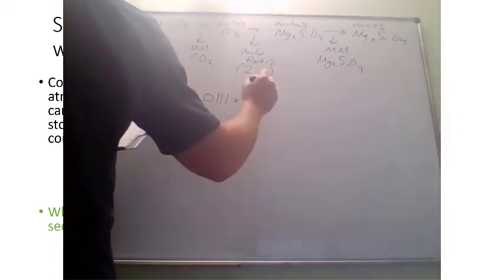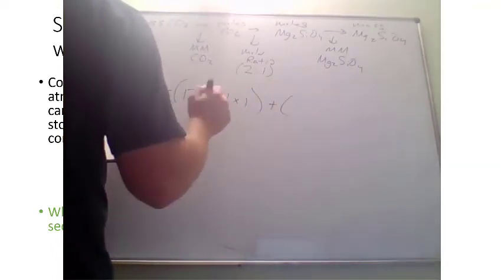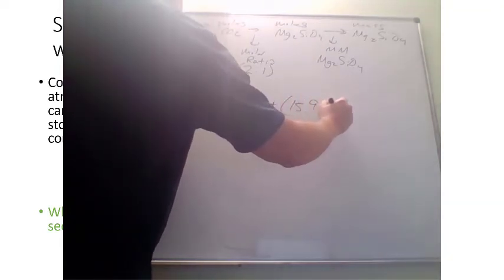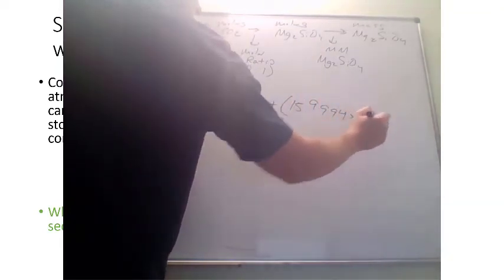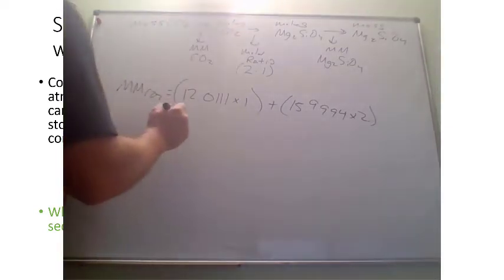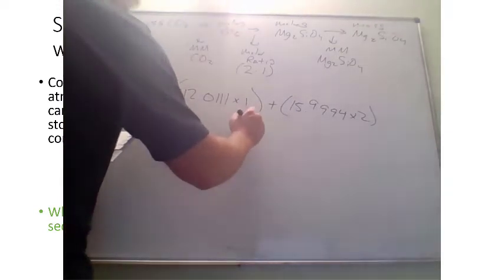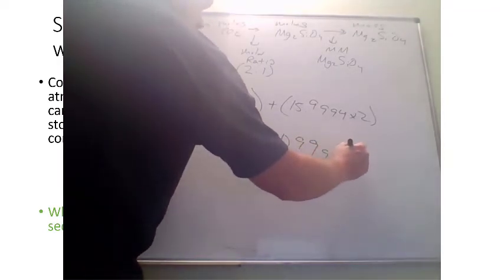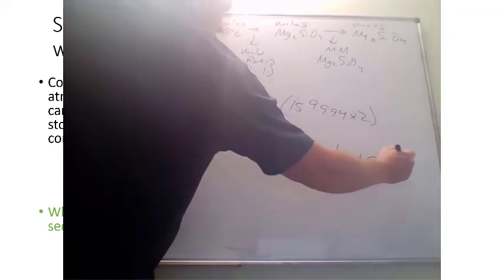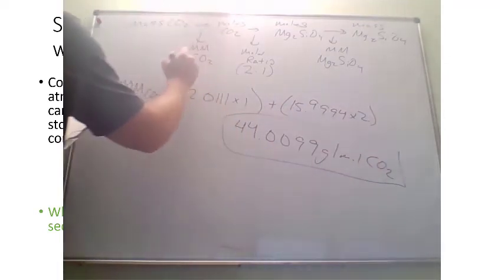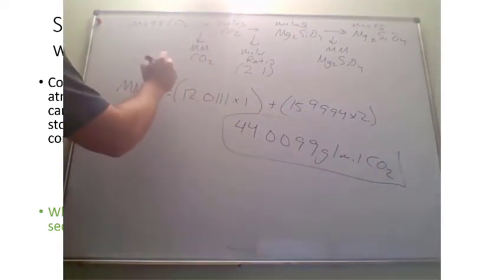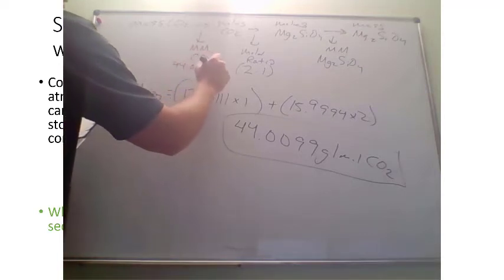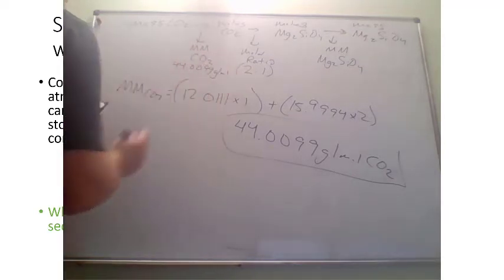And then plus our atomic weight for oxygen, again, these values coming from the periodic table, 15.9994 times 2. Plug and chug here, we get a value of 44.0099 grams per mole of CO2. So we can write that up here as our conversion factor, 44.0099 grams per mole.